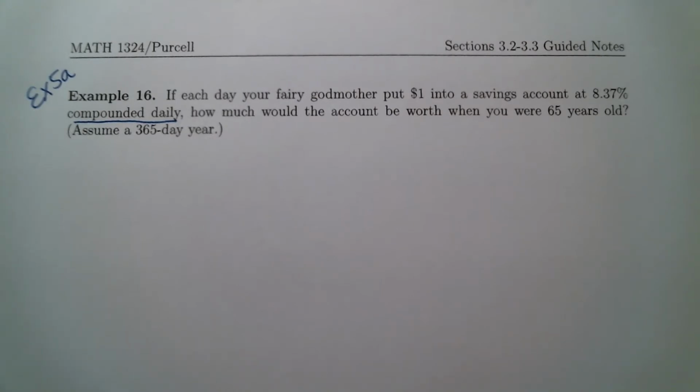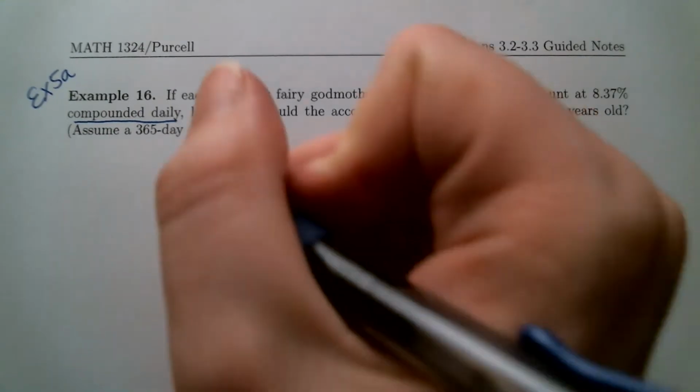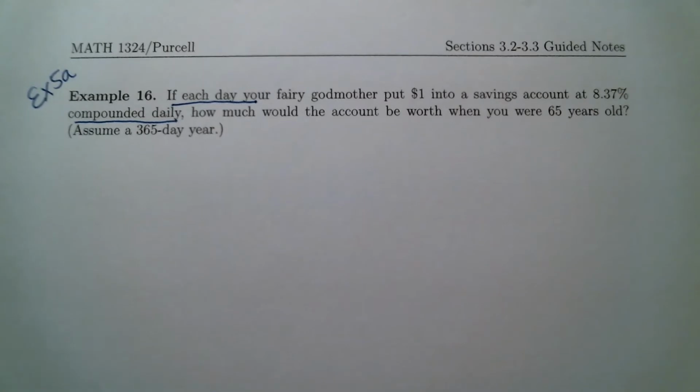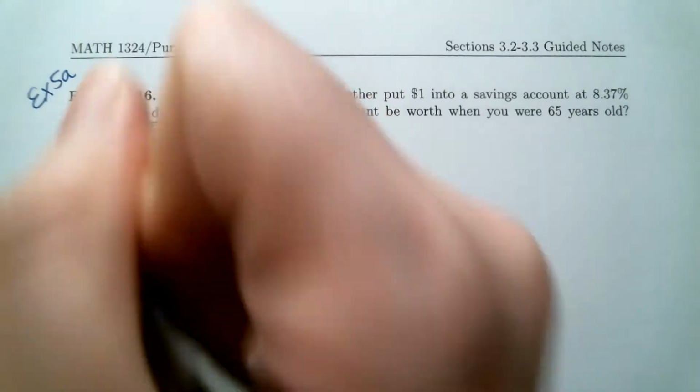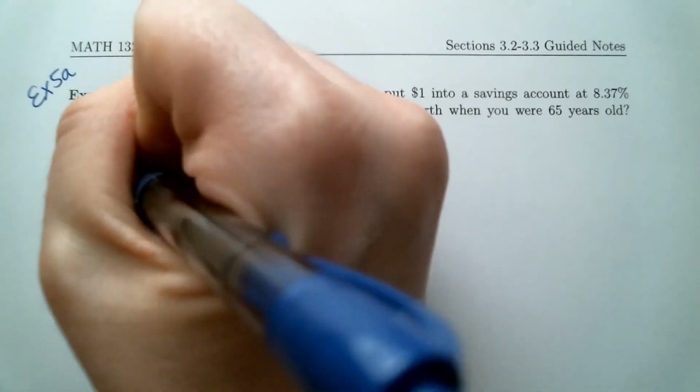And if you read the first sentence, it says, if each day your fairy godmother put $1 into your account. So it is regular deposits of $1 per day. That makes this the combination of saving money and it being regular deposits. You're going to use the future value of an annuity formula. So let's go ahead and write this down. Here's our formula.